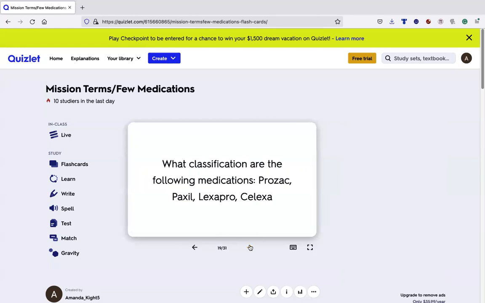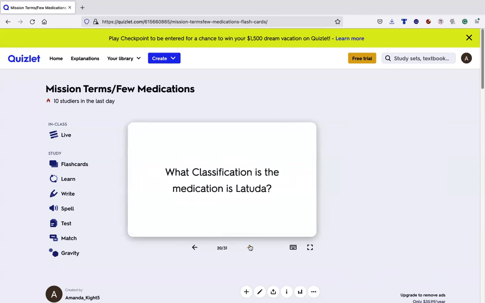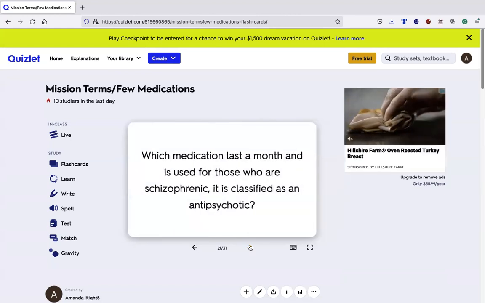Let's see here. So what classification? So the classification would be they're antidepressants. And then specifically, what are they? They are SSRIs, selective serotonin reuptake inhibitors. We have talked about this plenty, so I'm not going to take up more of your time on this. What classification is the medication Latuda? We're going to talk about that when we talk about bipolar disorder. So we'll just leave that for now.